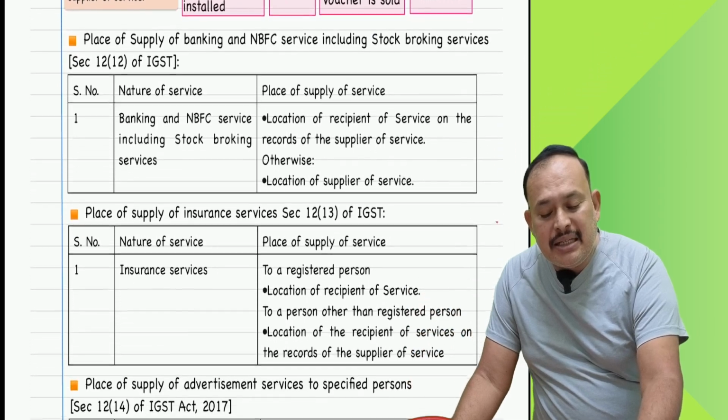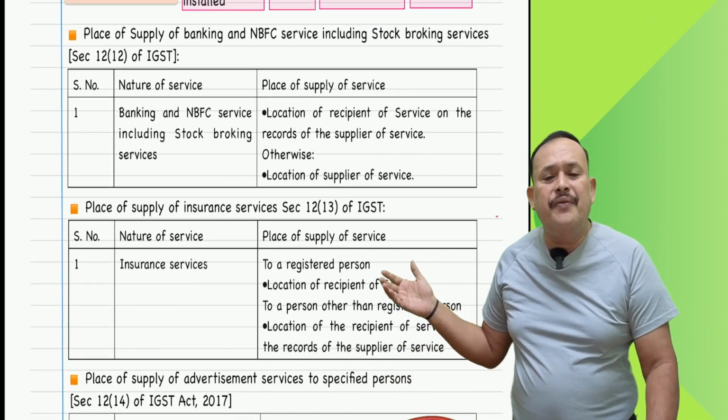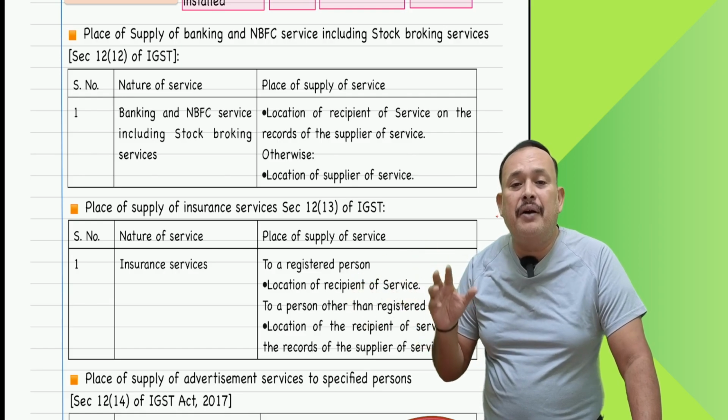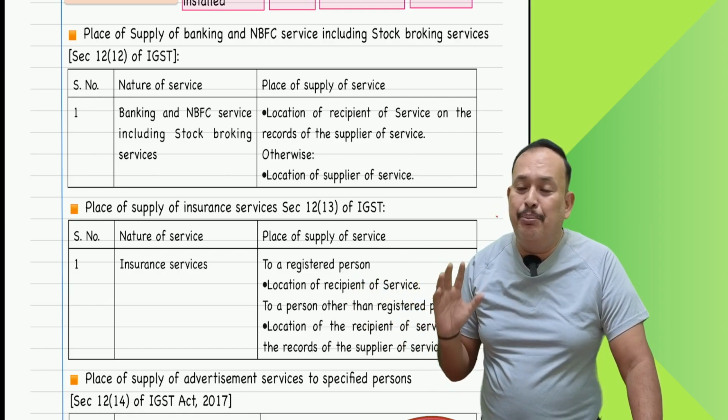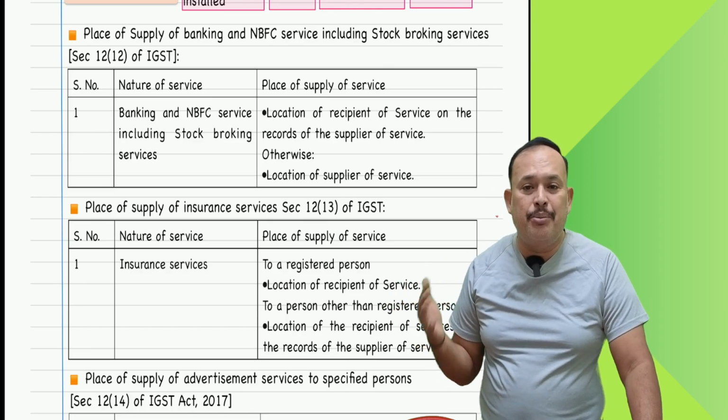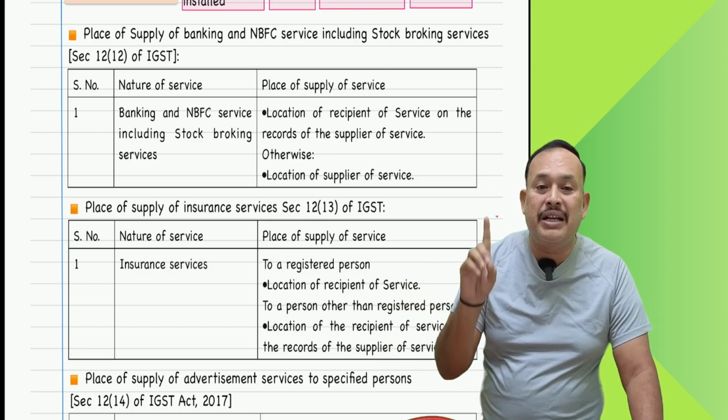Followed by section 12, subsection 12 of the IGST Act, where supply of service by a banking company, supply of service by NBFC, non-banking financial companies, including stock brokerage services.